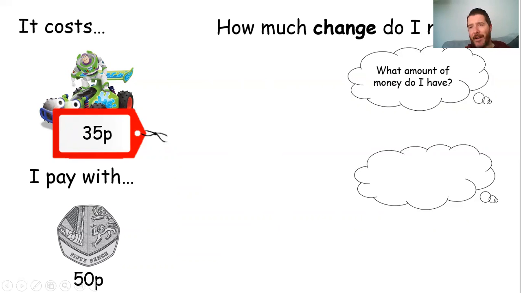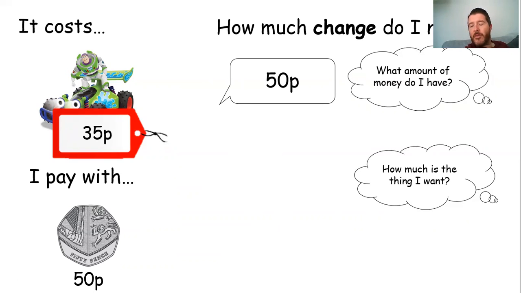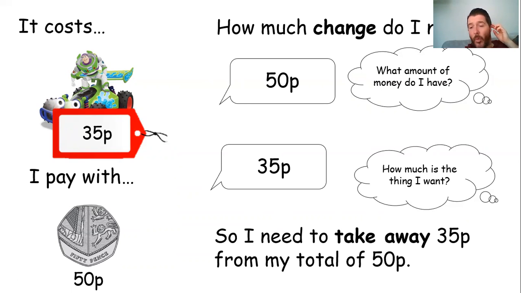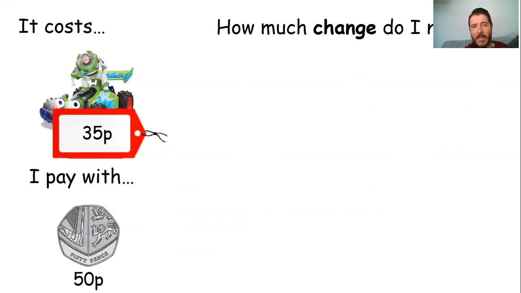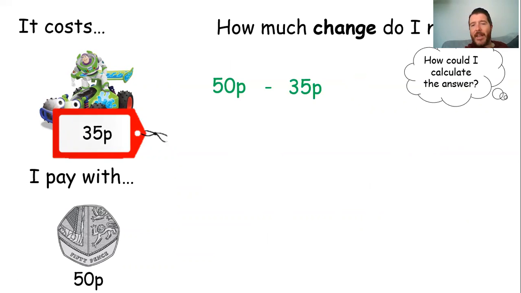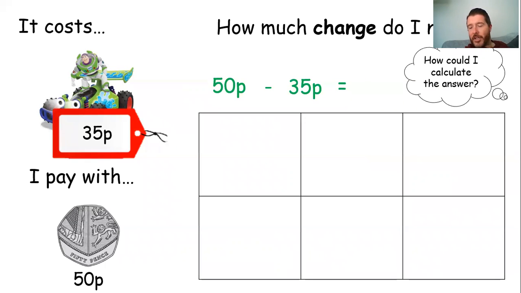Sorry, what amount of money do I have? I've got 50p, haven't I? I've got a 50p coin. How much is the thing I want? 35p. So I need to take away 35p from my total of 50p. So we'll do it like this. 50p, take away 35p. Now I'm going to show you 5 different methods that we've learned about subtraction that can help you to solve these. You choose the one that helps you calculate the answer the best.